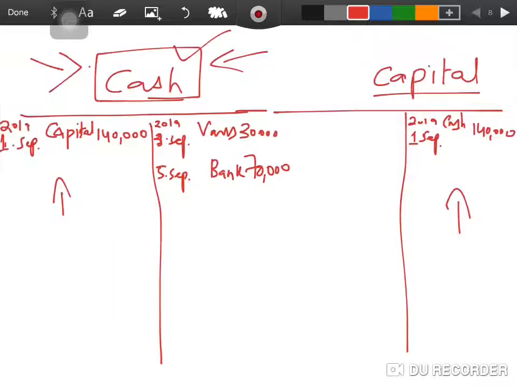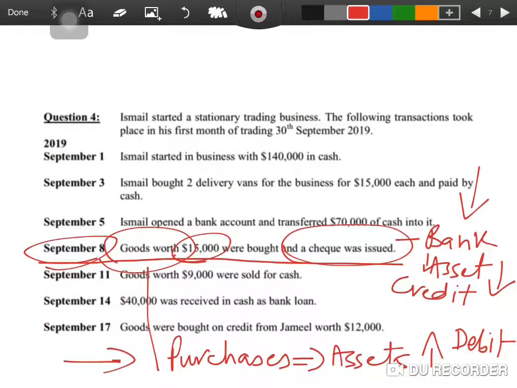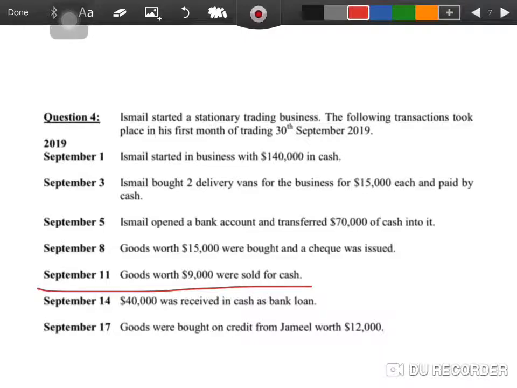Okay, moving on. September 11, goods worth 9,000 were sold for cash. So the business sold goods in this case, and whenever we sell goods we call it sales, and sales are always recorded on the credit side.